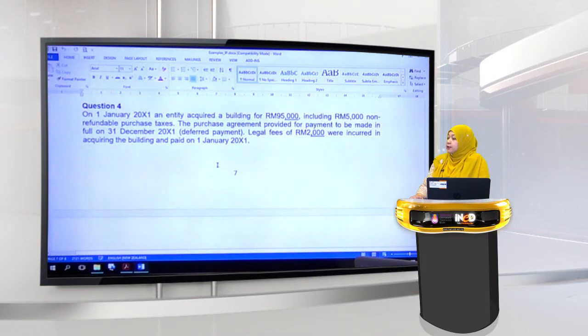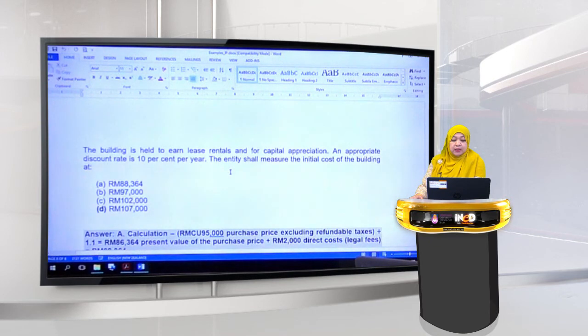Next question. On 1st January 20X1, an entity acquired a building for 95,000, including 5,000 non-refundable purchase tax. The purchase agreement provided for payment to be made in full on 31st December 20X1. Okay, that is deferred payment. Legal fees of 2,000 were incurred in acquiring the building and paid on 1st January 20X1. The building is held to earn rentals and for capital appreciation. So we know that this is an investment property. An appropriate discount rate is 10% per year. The entity shall measure the initial cost of the building at.